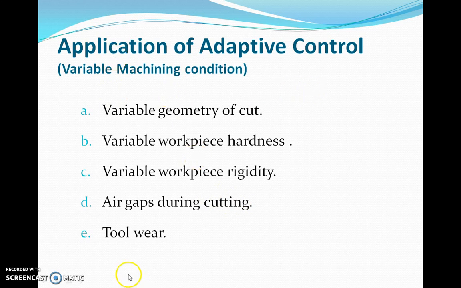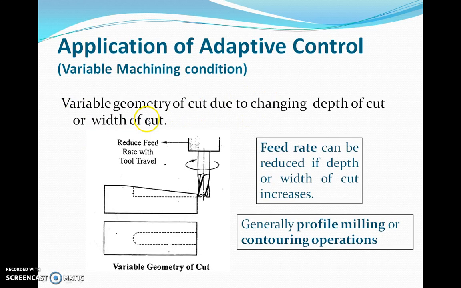There are basically 5 variable machining conditions where we can use adaptive control. Let us look at them one by one. First is variable geometry of cut, due to changing depth of cut or width of cut.